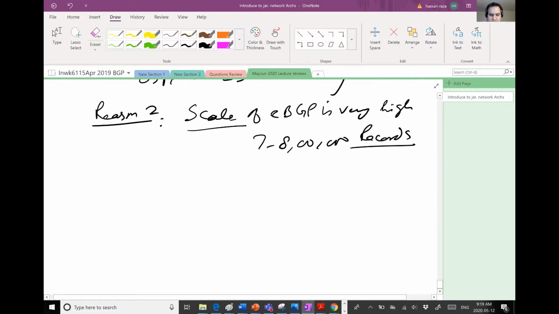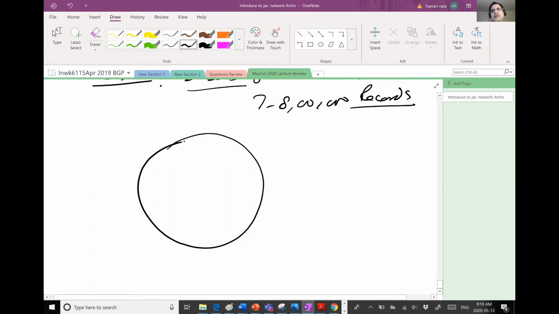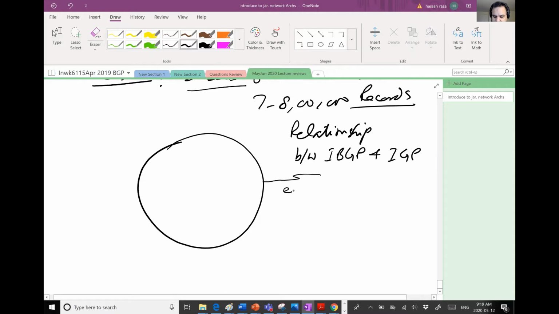So now I go inside again. Let me draw again. Okay. Now here I'm talking about the relationship between IBGP and IGP, right? OSPF, for example. So what we would have from outside, I will get EBGP. Inside, I will just talk to my brother, IBGP. Okay. EBGP and IBGP.